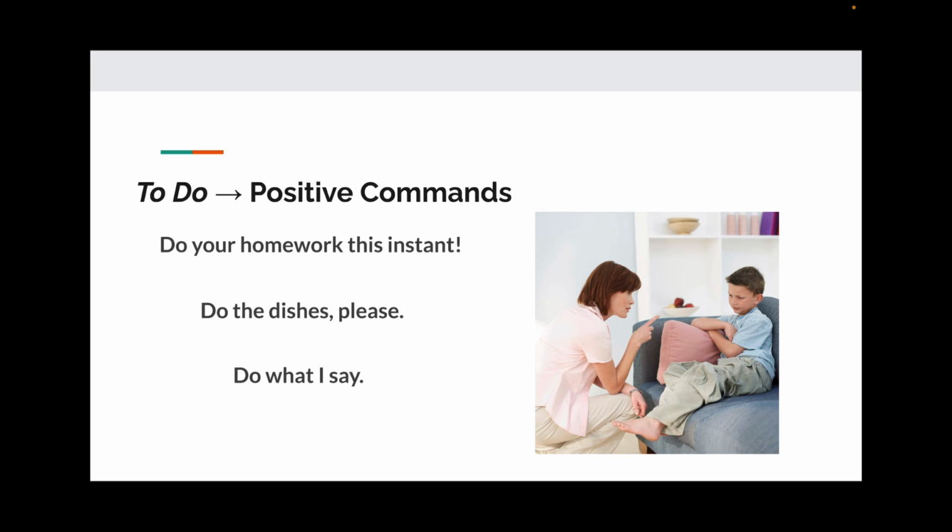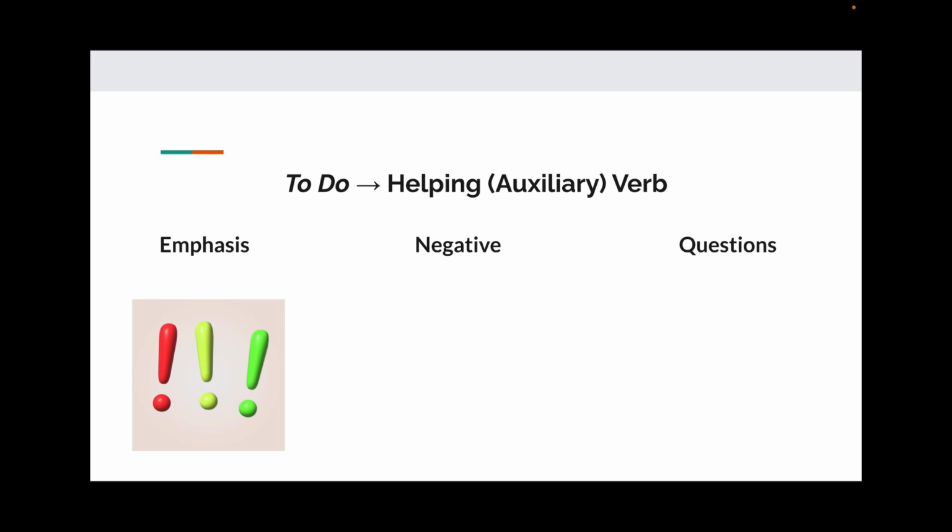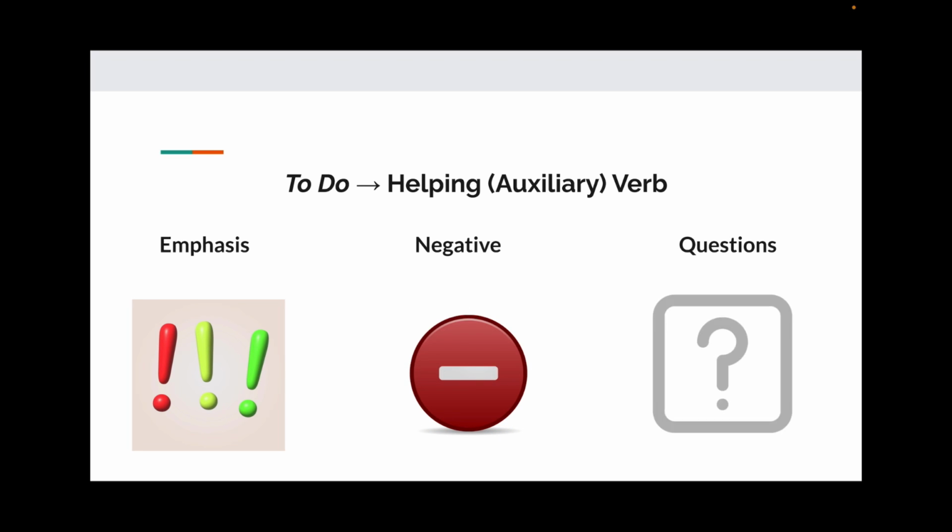Let's look at how to do is used as a helping verb. To do is used as a helping verb or an auxiliary verb for many reasons, including for emphasis, to form negative statements, and to form questions. For part 1, we will only be talking about emphasis and negative statements.